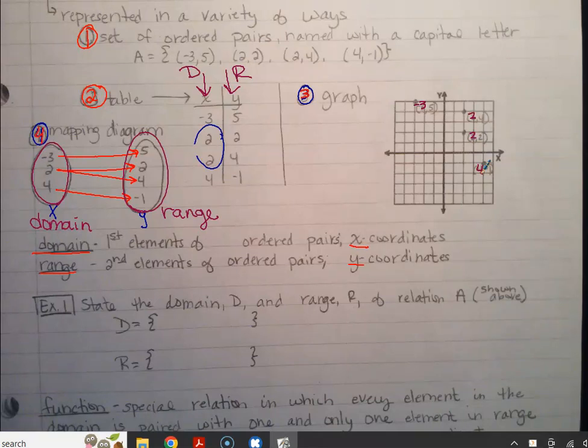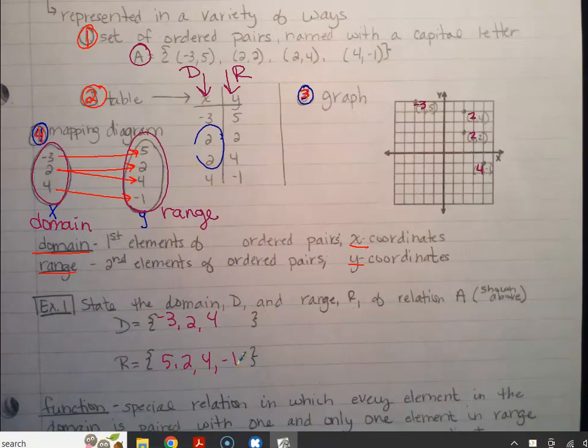Perfect. Okay, so let's look at example 1. State the domain D and the range R of relation A, which is this relation, right? Well, we just pointed it out in a lot of different examples. So the domain equals the set of what? The -3, 2, just 2, and then 4. Yeah, you got it. Perfect. Okay, and so what's your range of set A? 5, 2, 4, -1. Excellent.